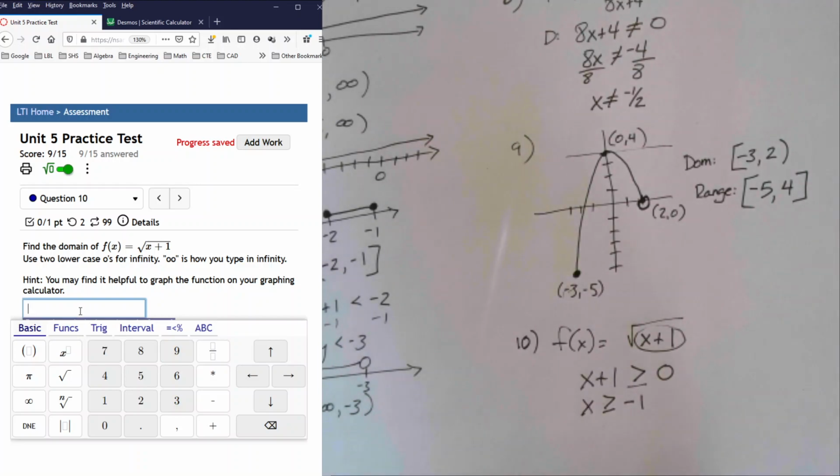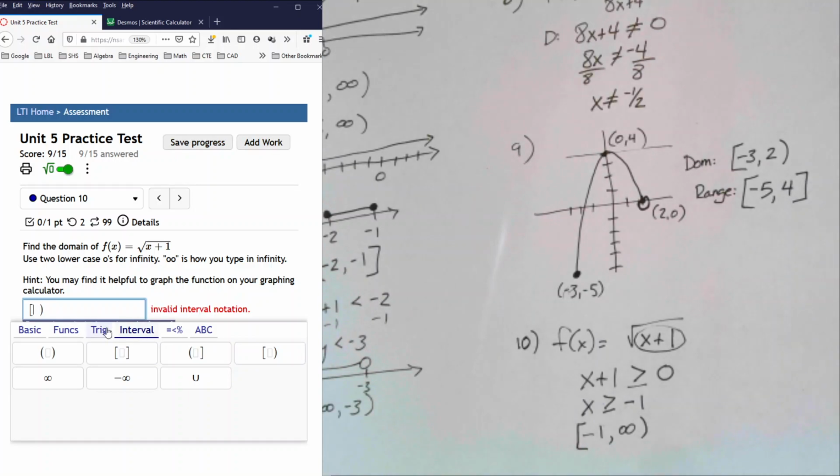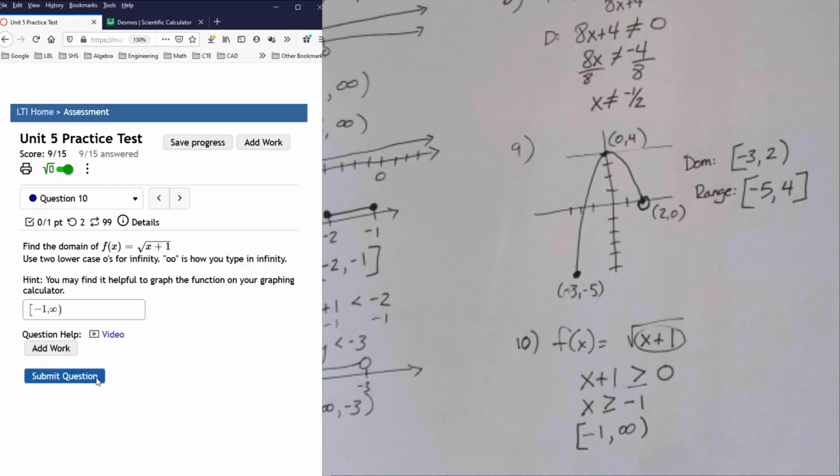So when I talk about the domain here, the domain is going to go from -1 to positive infinity. All right, so I'll use my interval notation here. Go from -1 to positive infinity. Okay, and before we submit this, I want to look at the graph of this, because they do say here, you may find it helpful to graph the function and then look at the calculator.